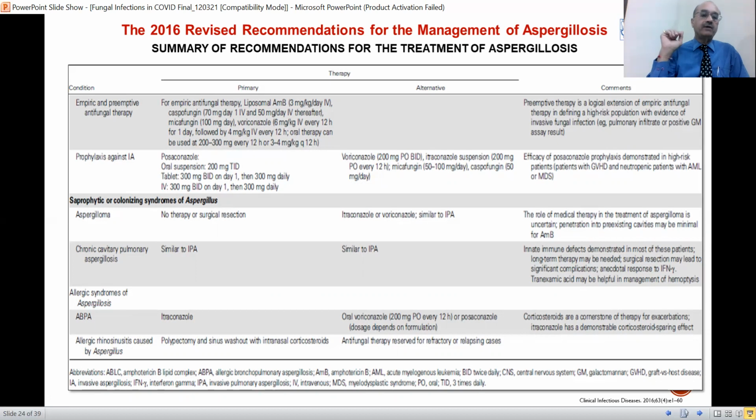Otherwise, posaconazole is available in oral suspension as well as in tablet form. The bioavailability of the tablet form has been found to be better than the oral suspension, the dose being 300 milligrams twice daily on day one, then 300 milligrams daily. But the primary treatment still remains voriconazole.